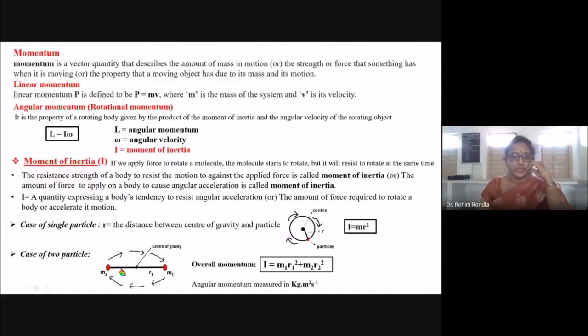For this kind of two-particle case, the moment of inertia is m1 r1 square plus m2 r2 square. In the case of a single particle, it is m into r square. But here we have taken two particles, two particles rotating in circular motion, and r1 is the distance between the center of gravity and the m1 particle. r2 is the distance between the center of gravity and the m2 particle. That is why we are taking this formula. I is equal to m1 r1 square plus m2 r2 square, one term for each particle.